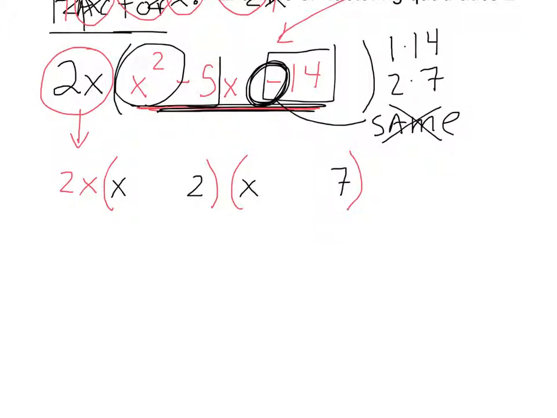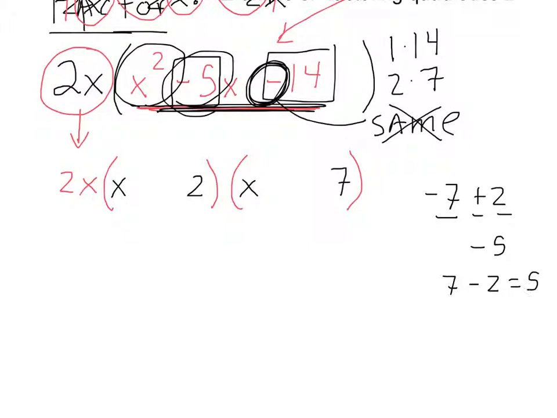But my result must be a negative 5. So let's say I made the 7 negative and the 2 positive. Negative 7 plus 2 would give me negative 5, which is what I'm looking for. If I were to have made the 7 positive and the 2 negative, I would have gotten a positive 5. But you can see right here, I needed a negative 5, not a positive 5. And so this is going to be what I need, a negative 7 and a positive 2. So I'll make my 7 negative and my 2 positive.